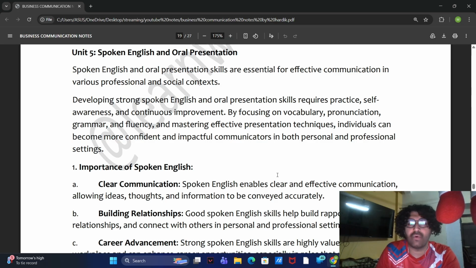Spoken English and oral presentation skills are essential for effective communication in various professional and social contexts. Developing strong spoken English and oral presentation skills requires practice, self awareness, and continuous improvement. By focusing on vocabulary, pronunciation, grammar, and fluency, and mastering effective presentation techniques, individuals can become more confident and impactful communicators in both personal and professional settings.